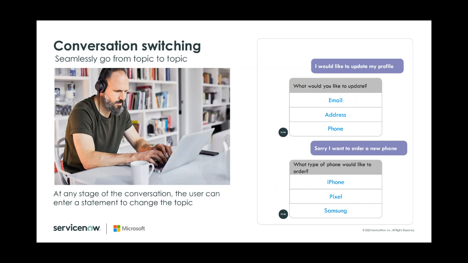Conversation switching. Let's say we need to switch gears in what they're talking about. It can do that right in line. So I would like to update my profile. Oh no, I want to switch to ordering a new phone. So it can do that very quick. It's not a handoff in any way, shape, or form, or extra steps on the user's part.